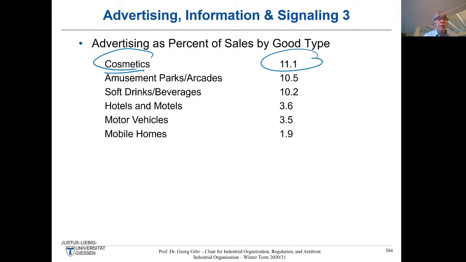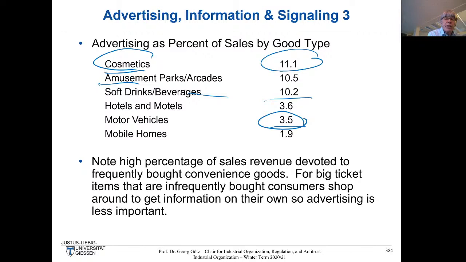Amusement parks are probably a similar category. You don't know whether they are very good, but you wouldn't spend too much on information gathering. And soft drinks are important as well. Coke, we remember. Motor vehicles, even though their absolute level of advertising is rather high, as you saw, this was 20% of the expenditure of the 100 largest advertisers, still, given that they have such high revenues, it's not a low, but not too high advertising to sales ratio here. And the final point, and that's pretty much the explanation I gave you anyway, is that we have a high percentage of sales revenue devoted to frequently bought convenience goods.